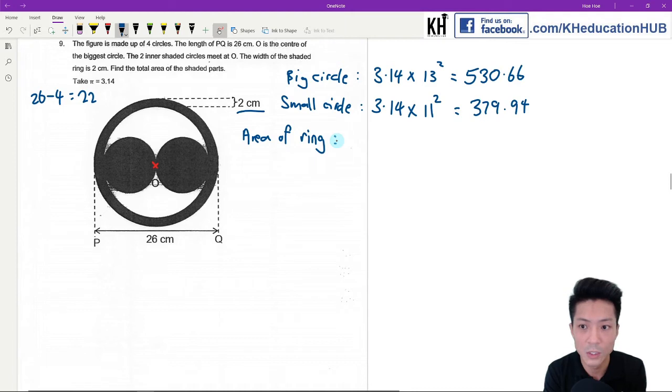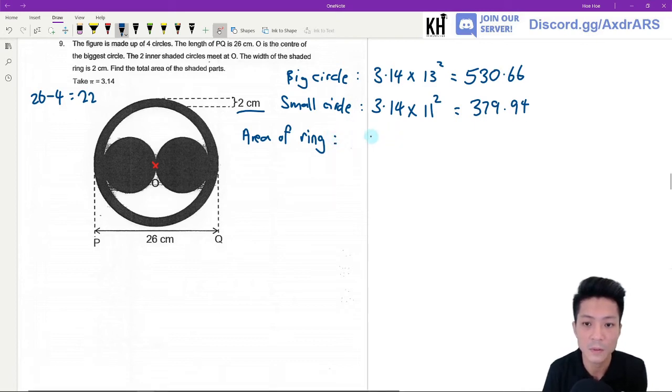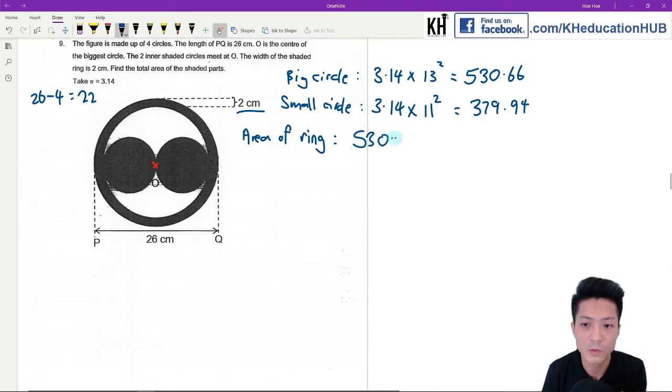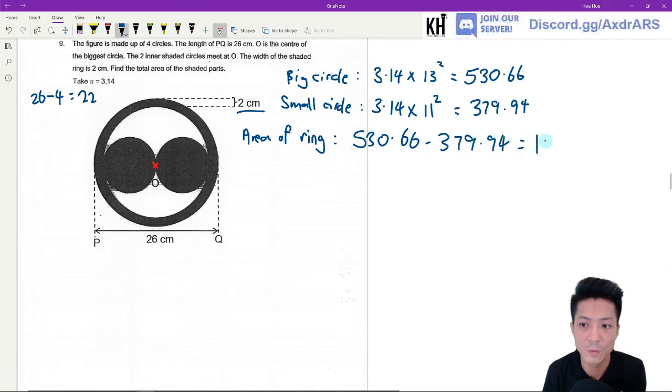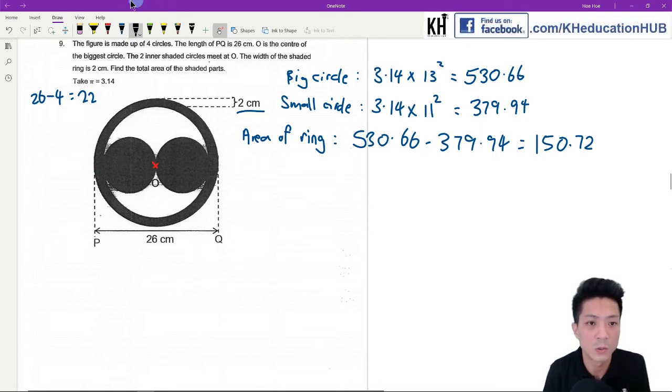So we're gonna minus the both of them, area of ring. 530.66 minus 379.94, which will give me 150.72.